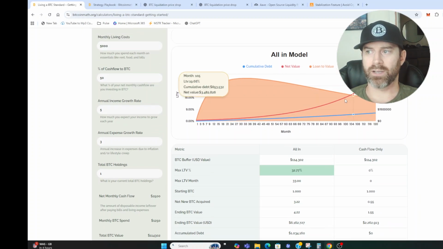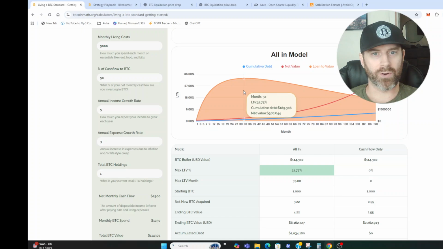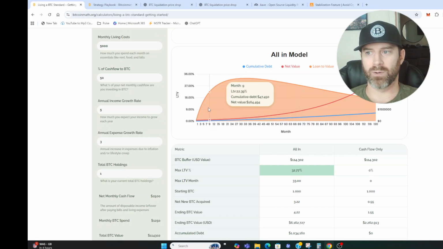And what you're going to see here, the big orange curve, the arc, that's going to be your loan to value ratio over time. You might be wondering, well, why does it change like that? Well, it changes for a couple of reasons.